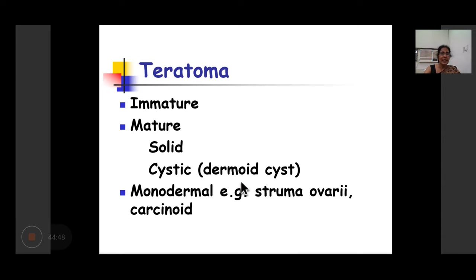So going on to the teratoma, which is the most common germ cell tumor, it can show all mature tissues. And if it is a solid tumor, we call it a mature solid teratoma. If it forms a cystic tumor, we call it a mature cystic teratoma. And if it shows all immature tissues, we call it immature teratoma. And if it shows formation of only a single type of differentiation, we call it a struma ovarii.